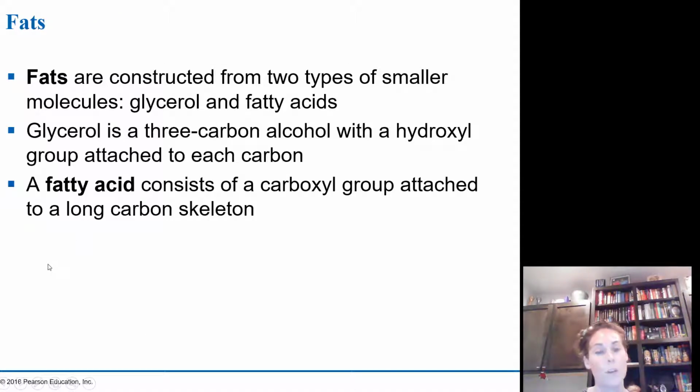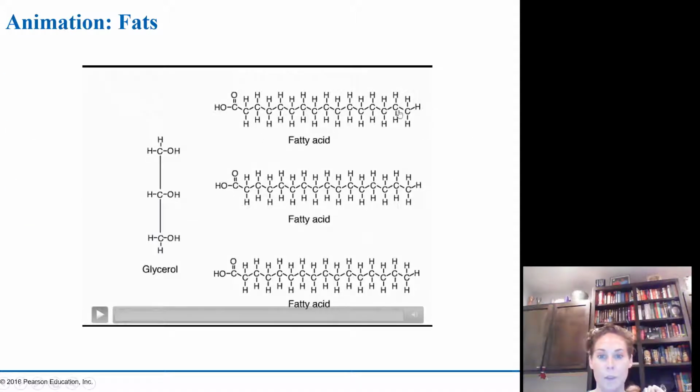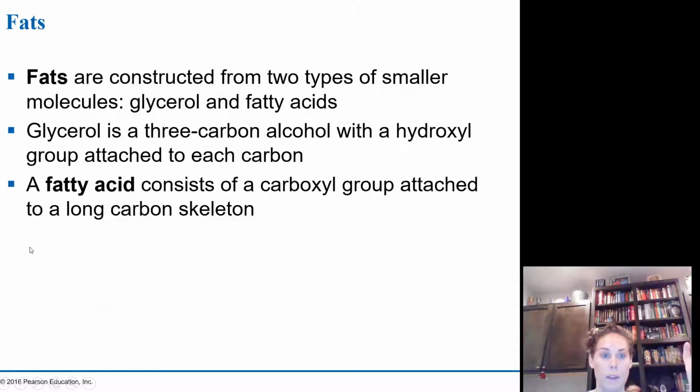Okay, so that was a really good overview video of what a fat is. So fats are constructed from 2 types of smaller molecules, that glycerol head and then fatty acids, right? This one has 3 fatty acid tails and the glycerol, which is kind of like the head of the train. Glycerol is a 3-carbon alcohol with a hydroxyl group attached to each carbon, and then the fatty acid consists of carboxyl groups attached to long carbon skeletons.